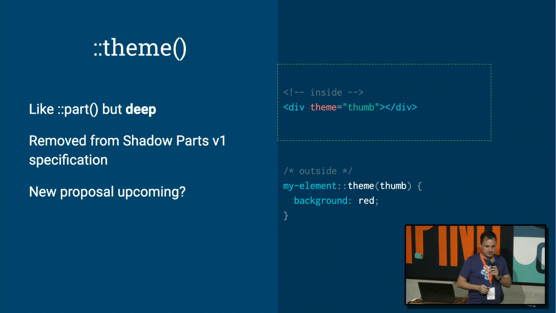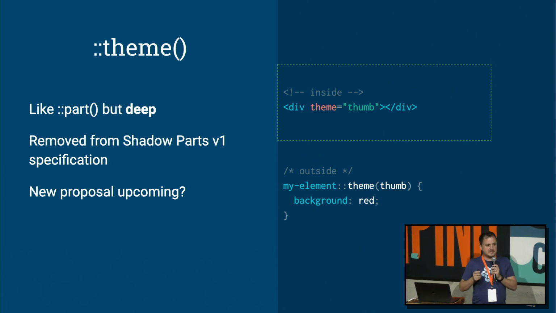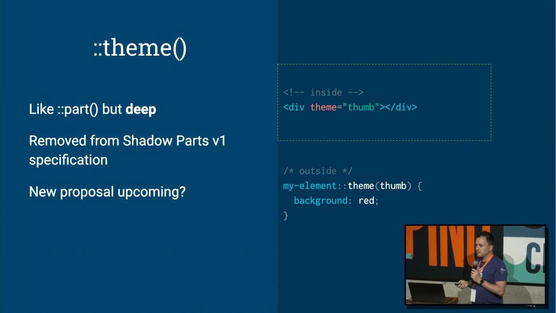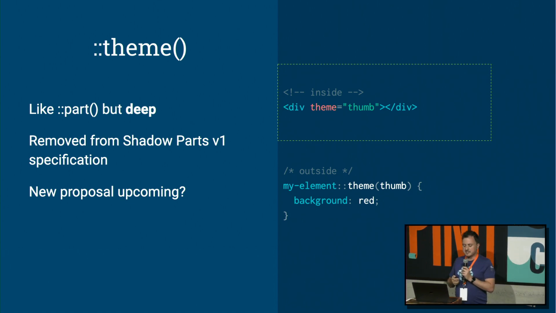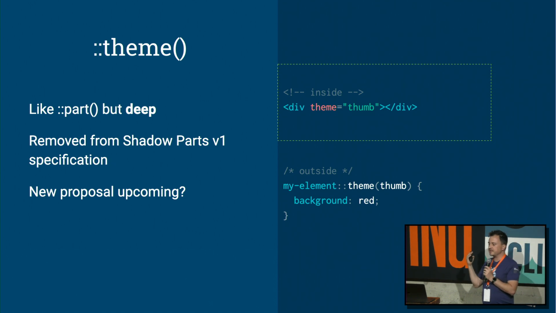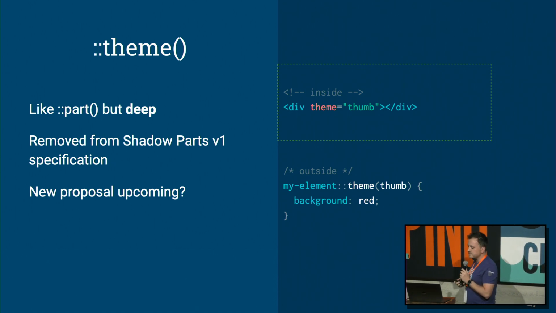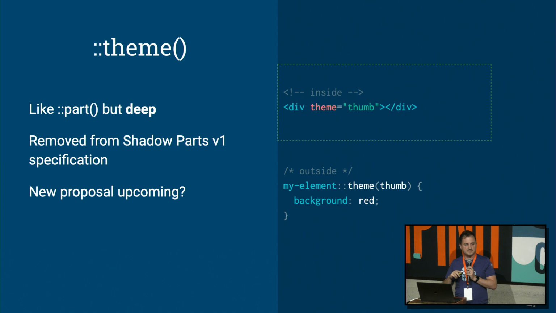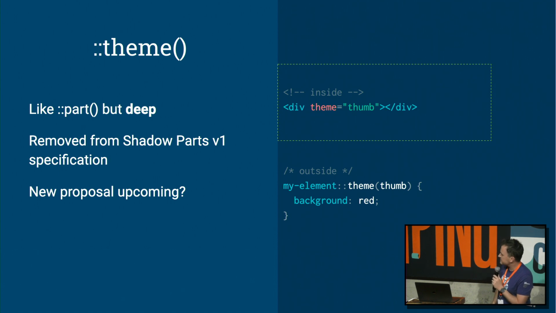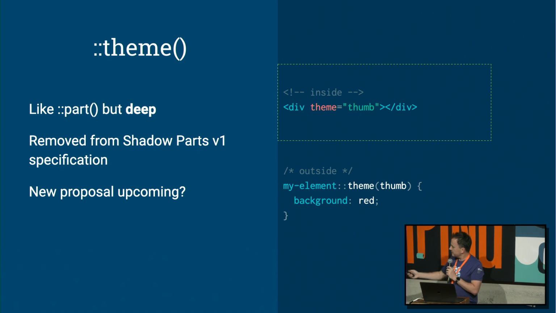So that brings us to :theme. So this is very much like :part that I discussed, except it works deeply. This was originally part of the shadow parts specification, but there was some disagreement about how it should work and whether or not part should by default be accessible by the theme selector. So it was removed from the Shadow Parts v1 specification, and we think we have a new proposal for it upcoming. But my best guess of what it is going to look like is that just like :part, you're going to have an attribute.